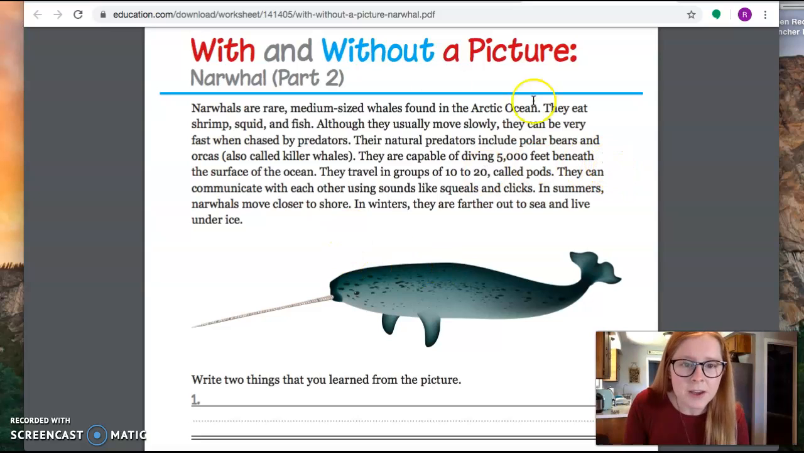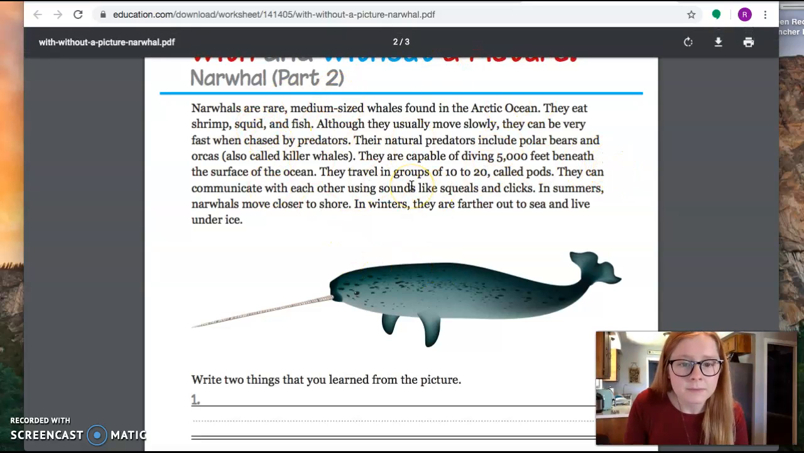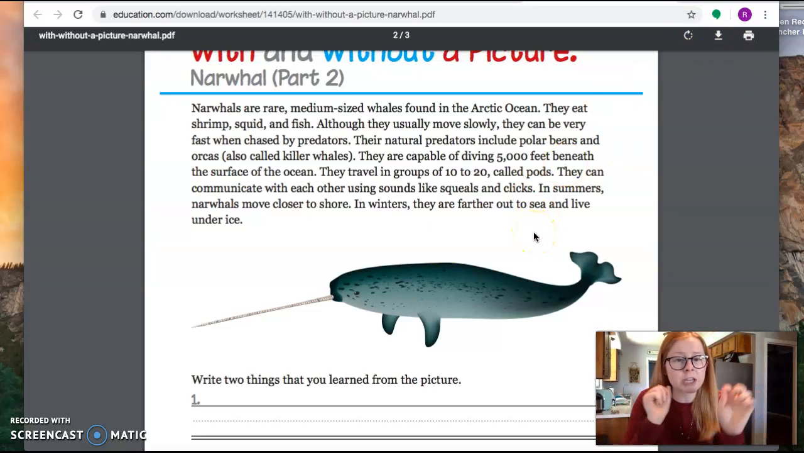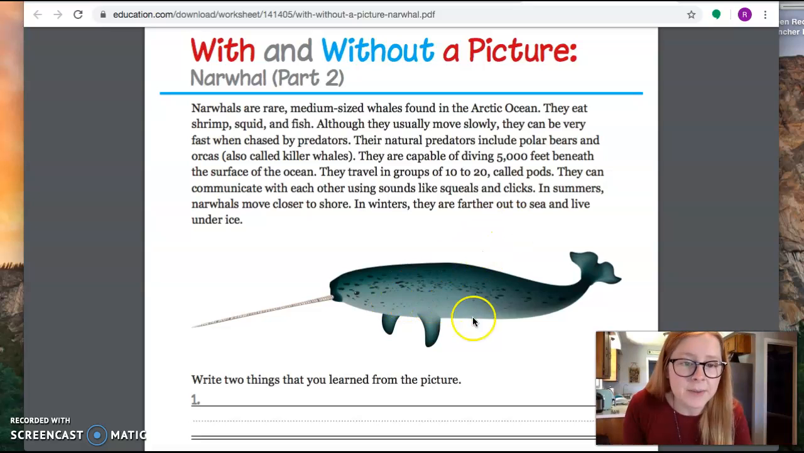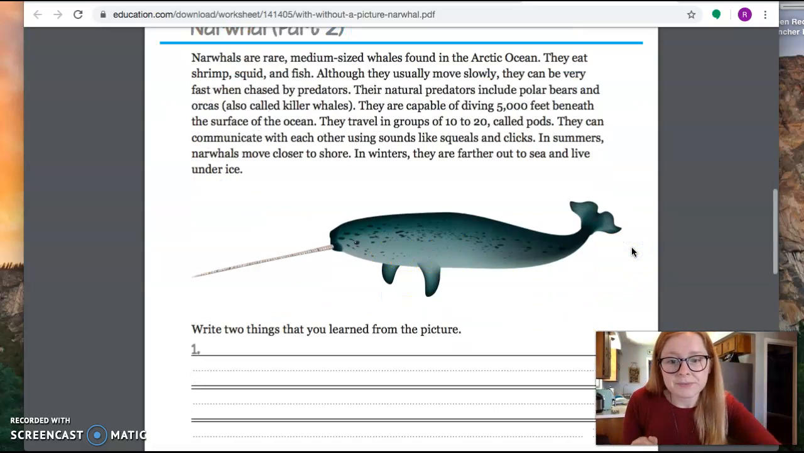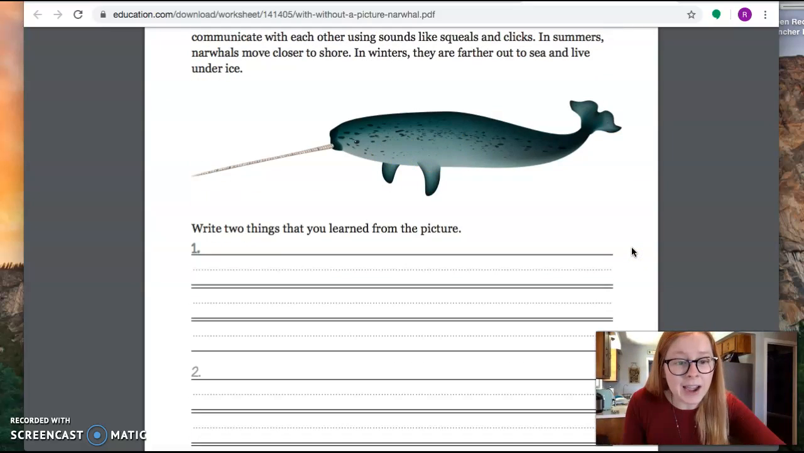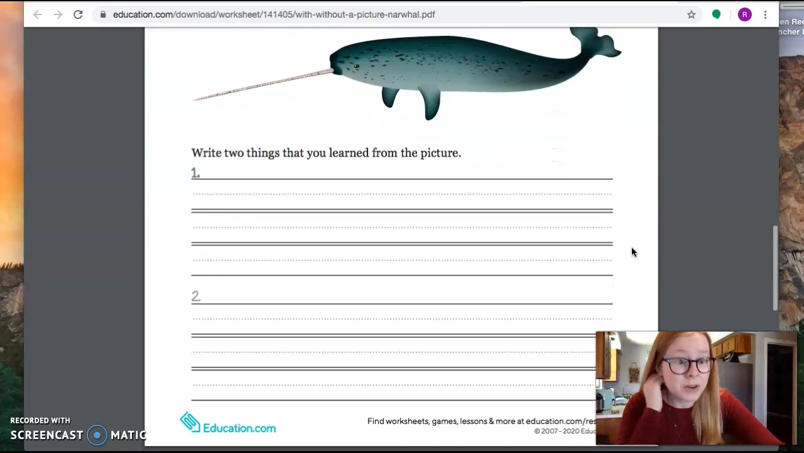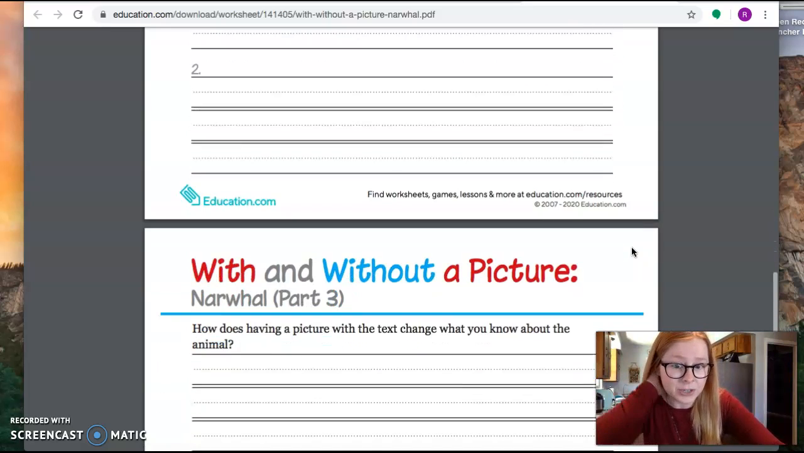Did it talk about the color of them? No, they're kind of a grayish blue. Now, this is an illustration. It's not a photograph, but if we were going to pull up a photograph of a narwhal, they're kind of a grayish bluish color like they have them colored here. All right, so do you see how having a picture there really can help you, give you more information?